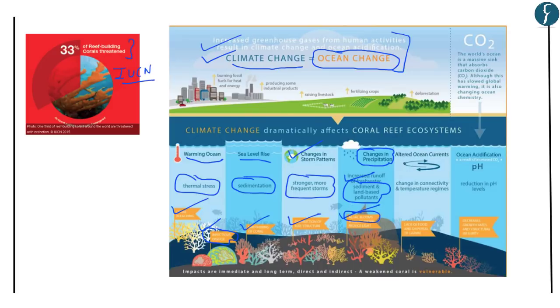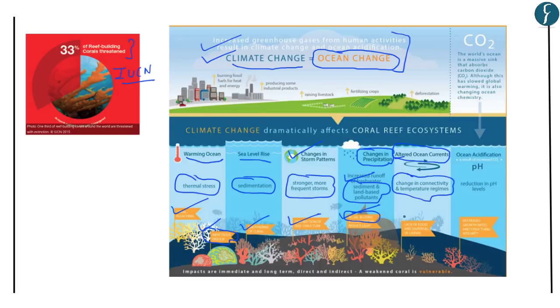Further, due to the climate change, the ocean currents in the ocean can also get altered. And due to this, there will be change in the connectivity and the temperature regimes of the ocean waters. Now we know that the ideal condition for the growth of coral reefs is the 21 degrees centigrade temperature. And if this temperature is altered or affected because of anything, and especially because of climate change, then the survival of these coral reefs will be at stake.